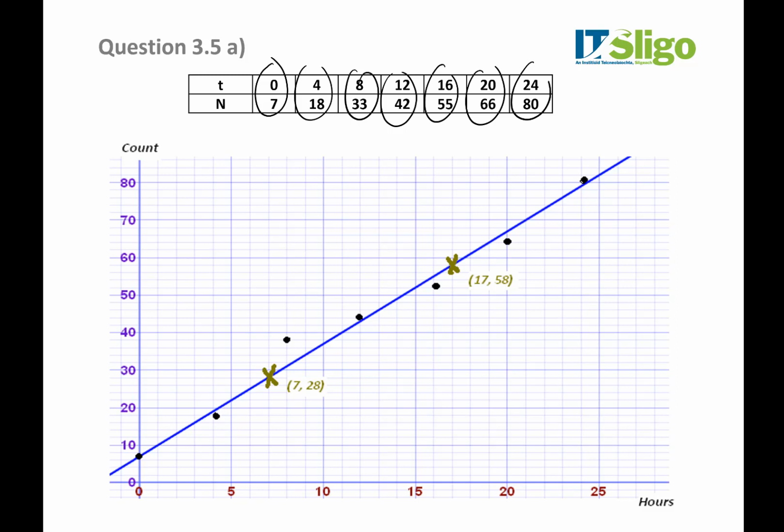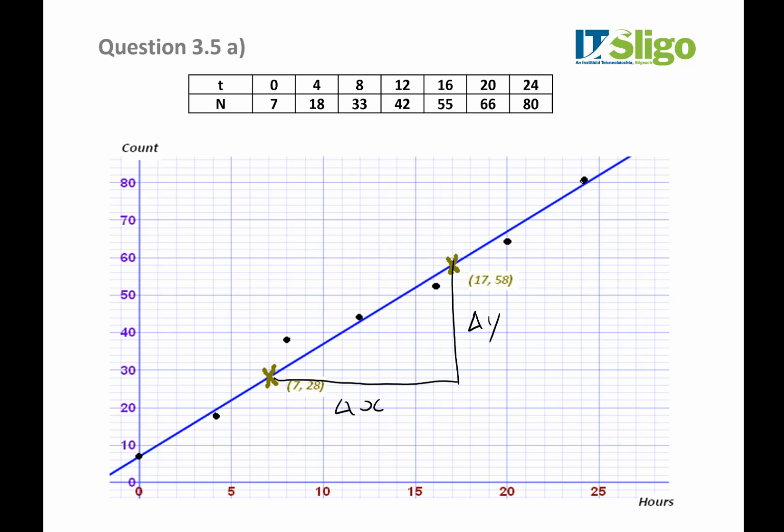Once you've drawn your best fit line, you ignore that table. And now there's your 2 points. You can draw a vertical line, work out the vertical distance, delta y, work out the horizontal distance, delta x. Is it a positive or negative slope? And then work out c. Remember to use the right variables when you're writing your equation. So your equation should be n is equal to something t plus something else. Don't write x and y.